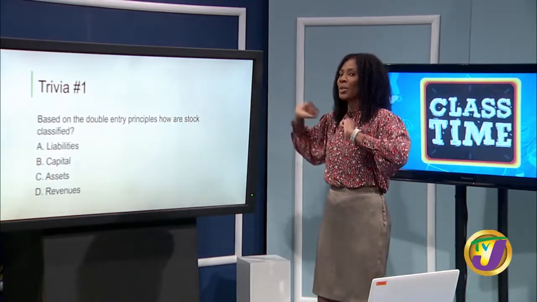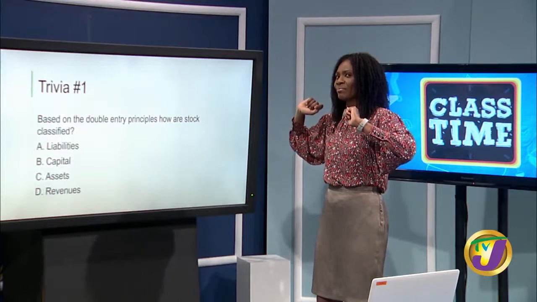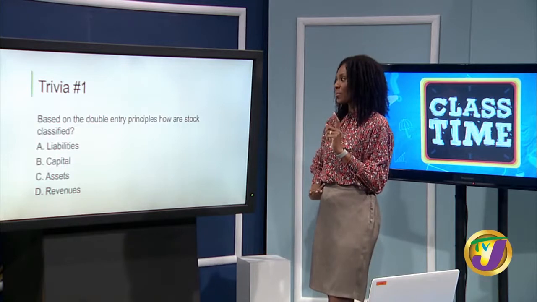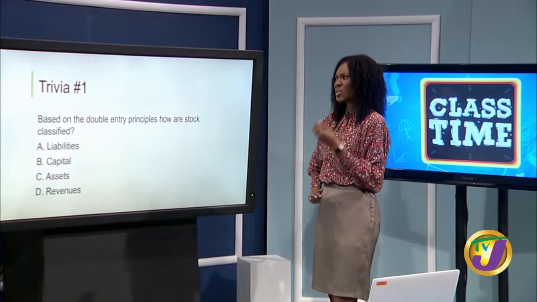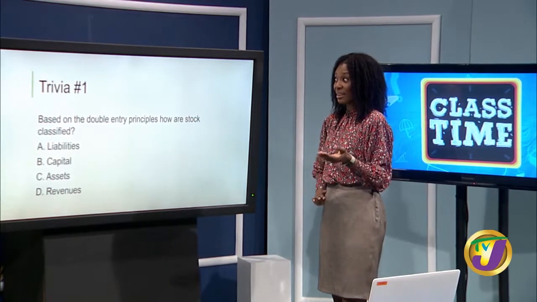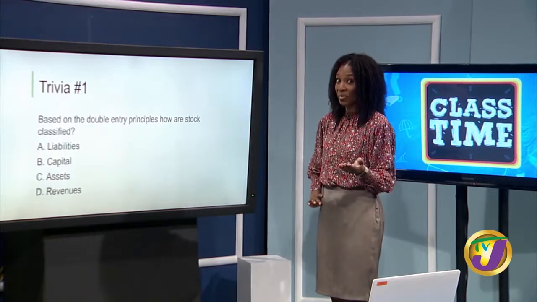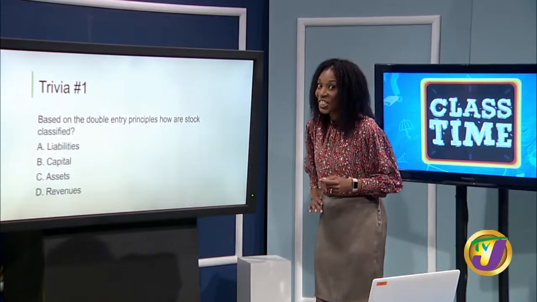Think. But just before you give me your answer, let me give you a trivia to see how much you're learning. Based on the double entry principles, students, how is stock classified? Is it classified as a liability, capital, asset, or revenue? The answer is coming up. Just think.